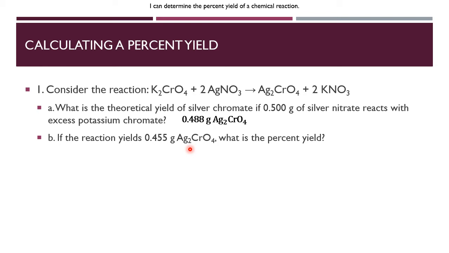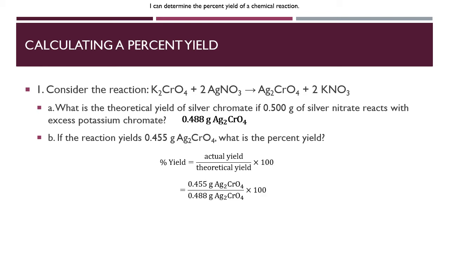That's our actual yield. We know what our theoretical yield is. That's the 0.488 grams calculated from before. We can use that to find our percent yield. As we saw earlier, that's just the ratio of the actual to the theoretical yield. And as always, to turn it into a percentage, we multiply by 100. And that will give us 93.2% yield. Note your units here.